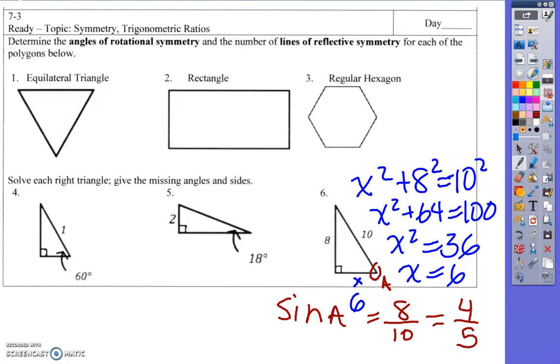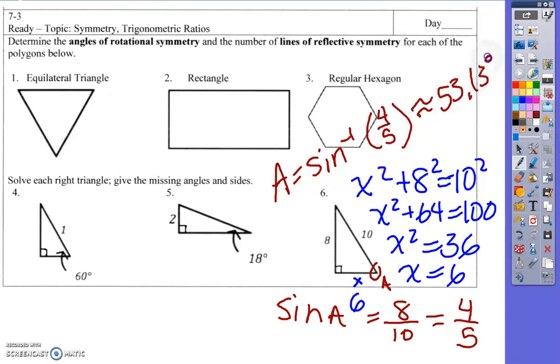And so A is equal to the sine inverse of 4/5, which is approximately equal to 53.13 degrees. And once I have that, I'm going to subtract that number from 90. So 90 minus 53.13 leaves me this angle is going to be 36.87 degrees. And so those are my two answers. That triangle is solved. So that's what you're going to do. Go ahead and finish up this warm-up. Pause your screen, and I will get the answers to you for it in just a moment.